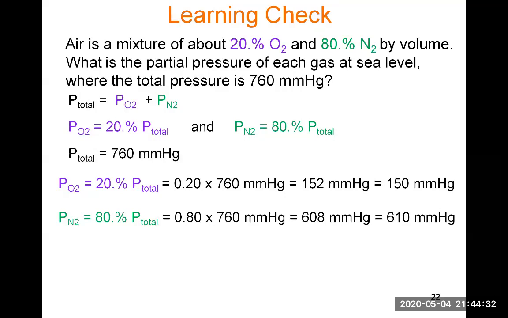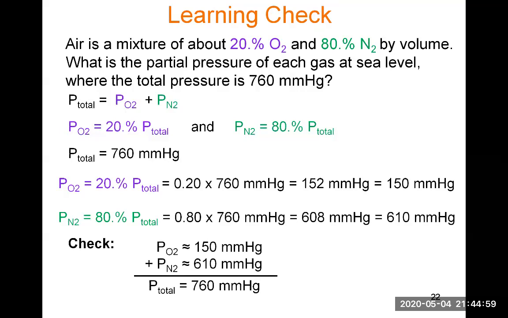So there we go. We have our partial pressure for each gas at sea level. You may want to check your answer by adding those two partial pressures and check that you get back your total pressure. So you add the partial pressure of oxygen, 150 millimeters of mercury, plus the partial pressure of nitrogen, 610 millimeters of mercury. And when you add that, it's indeed 760 millimeters of mercury, which is the value of the total pressure for air.